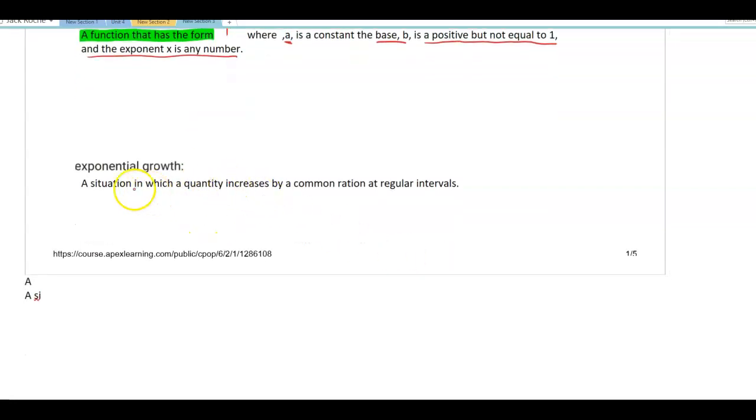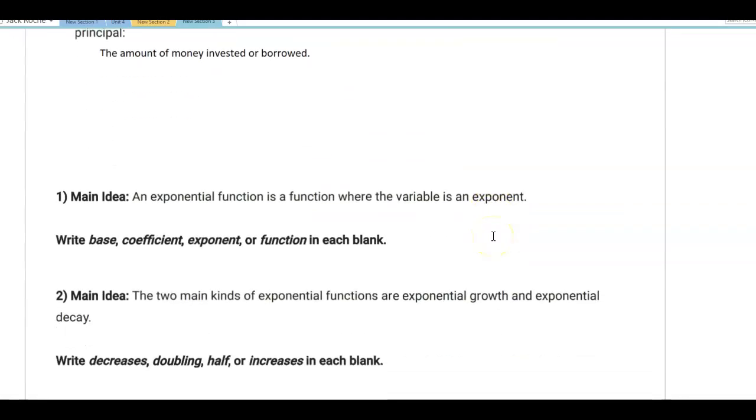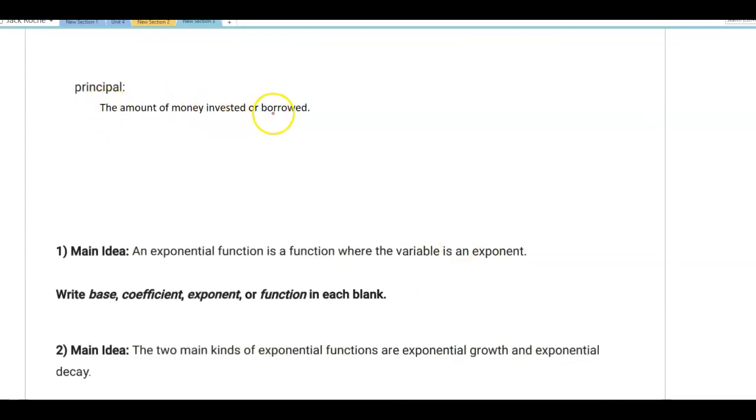Exponential growth is a situation in which a quantity increases really quickly at regular intervals. So this basically starts out small and grows very quickly, and that is something with b values greater than 1. So the principal is the amount of money invested or borrowed. That is your P. P can be your principal or your initial amount, either way you want to look at it.